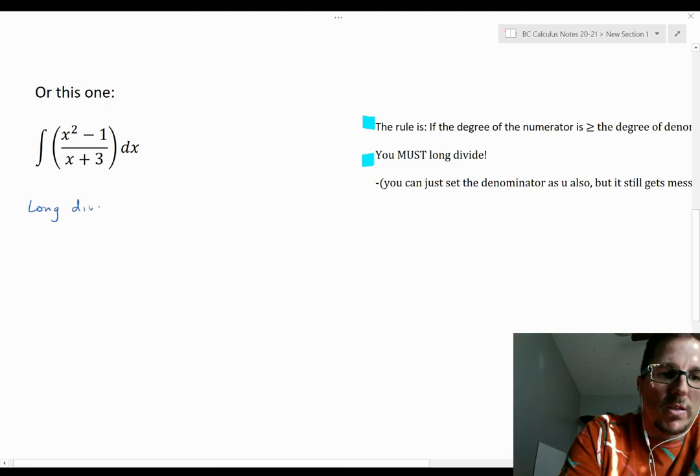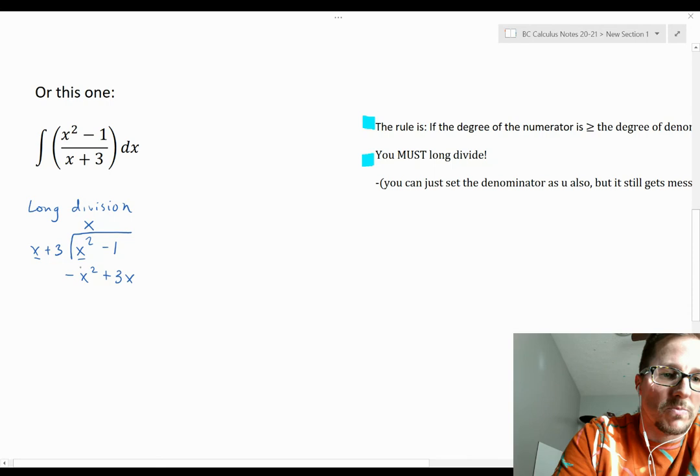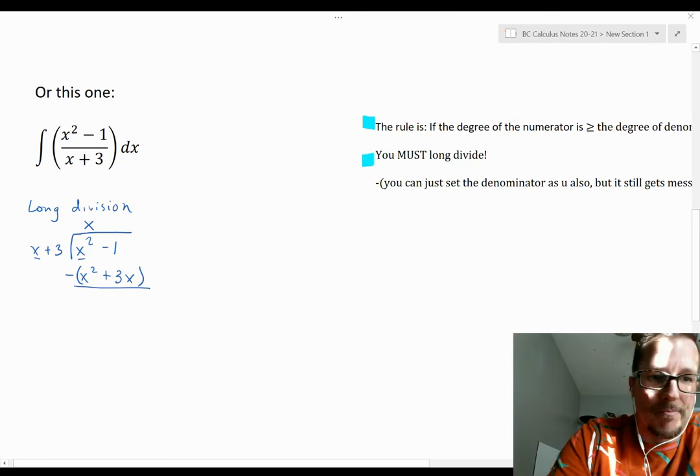So with long division, I'm going to take x squared minus 1 and divide it by x plus 3. So x goes into x squared, x times. So x times x plus 3 is x squared plus 3x, and we'll subtract that quantity. So x squared minus x squared, nothing. Negative 1 minus 3x, well, that'll look like negative 3x minus 1.